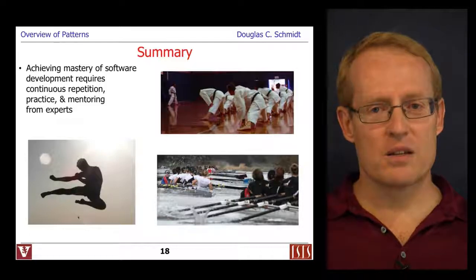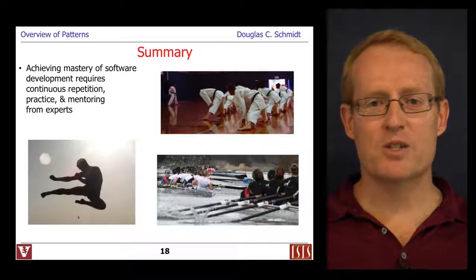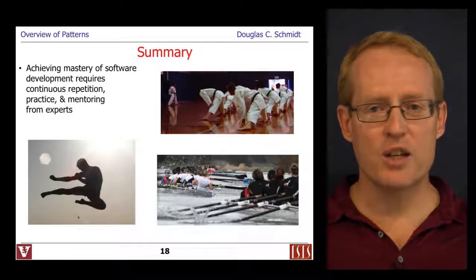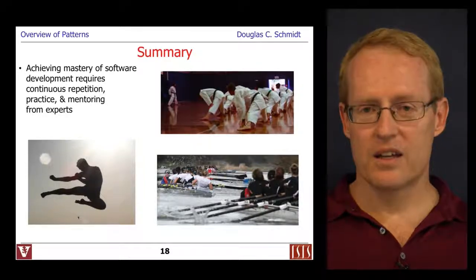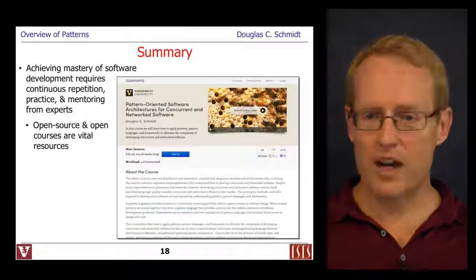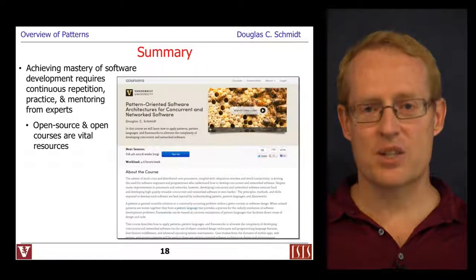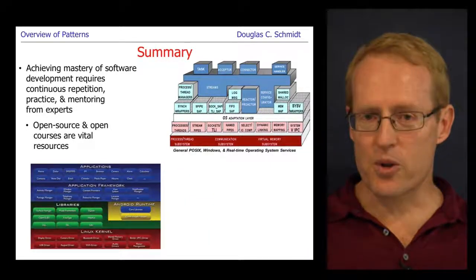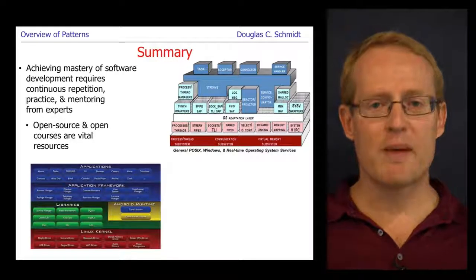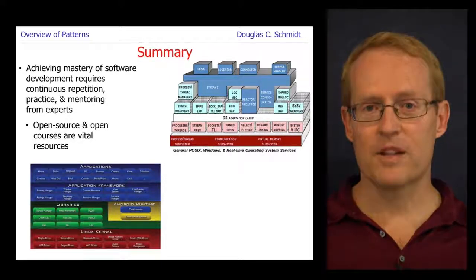So to summarize this first part of the overview of patterns module, achieving mastery of software development requires continuous repetition, practice, and mentoring from experts. And that, of course, is where courses like the Coursera series come in valuable. You can go back and watch these videos over and over again till you get the hang of it. It's also important, of course, to have access to real industrial strength production software to learn from. That's where things like ACE and Android come in handy, because you can go and see how people have built the software. And these frameworks are often documented using patterns effectively.